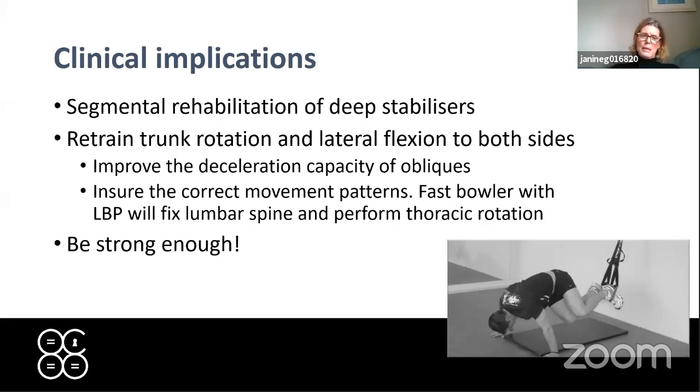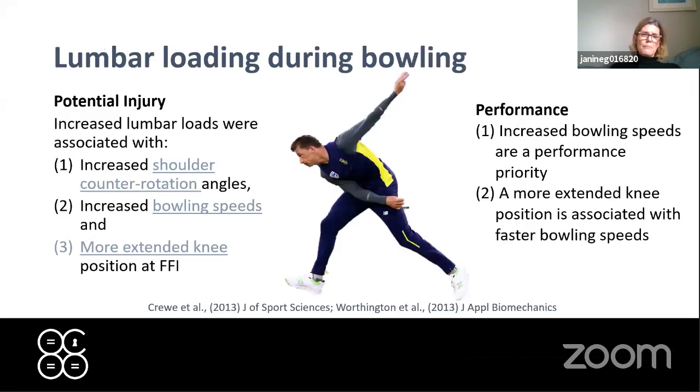I have recently been rehabbing an elite fast bowler, and he had lower back pain for a significant period of time. When he does rotation, he simply does thoracic rotation. He keeps his lumbar spine fixed. So we've had to do a lot of motor pattern retraining to improve that range of movement, to allow him to again use his lumbar spine to generate force.